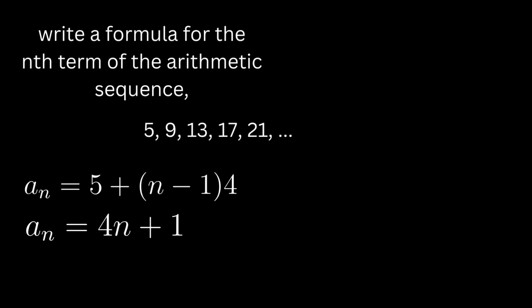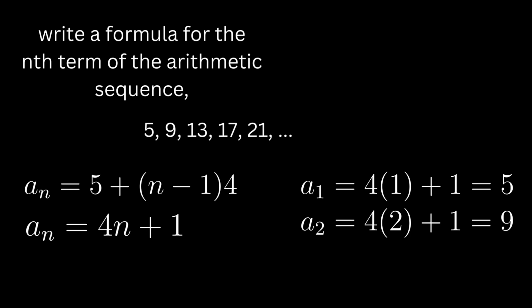Checking a few terms: a sub 1 is equal to 4 times 1 plus 1, which is equal to 5. a sub 2 is equal to 4 times 2 plus 1, which is equal to 9. a sub 3 is equal to 4 times 3 plus 1, which is equal to 13. Hence the formula of the arithmetic sequence 5, 9, 13, 17, 21, and so on, is indeed a sub n equals 4n plus 1.